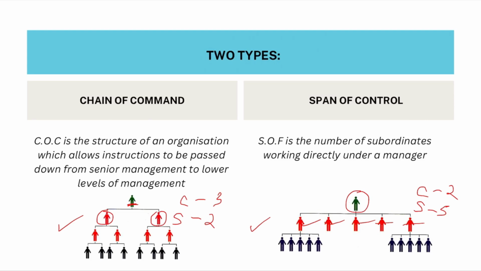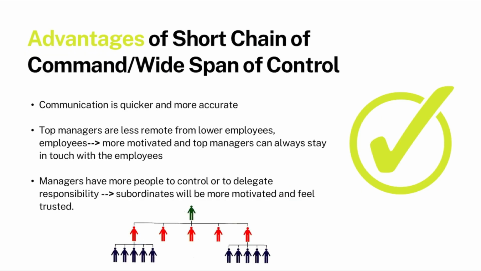So as you can see here, this one is a long chain of command but a narrow span of control because it's smaller than this number. And in the second case, we have a short chain of command but a wide span of control. Alright, so what are the advantages of a short chain of command and a wide span of control?